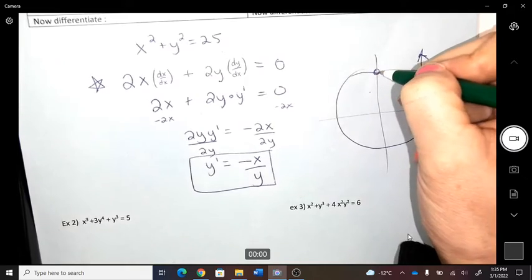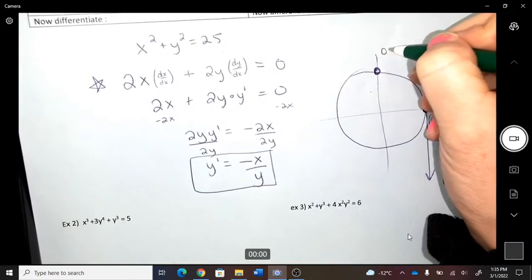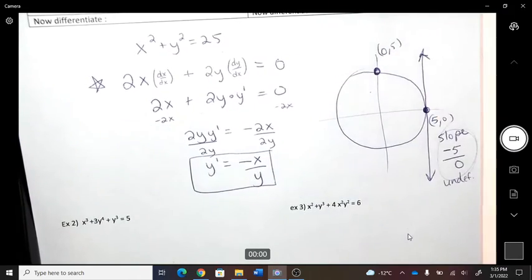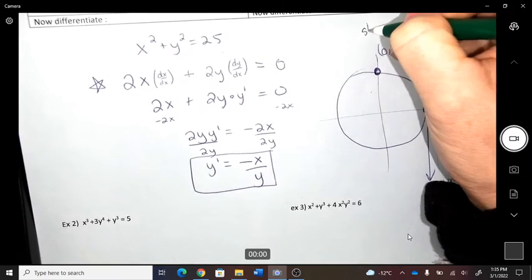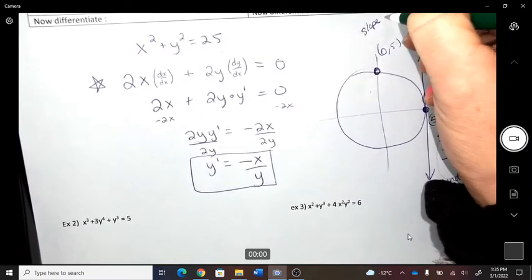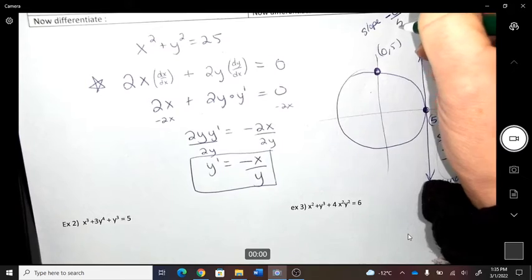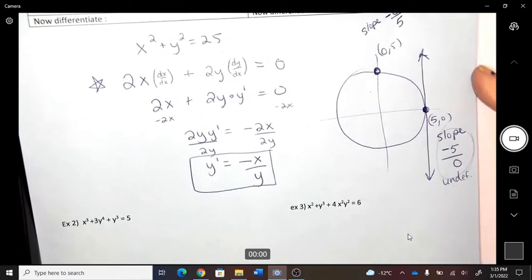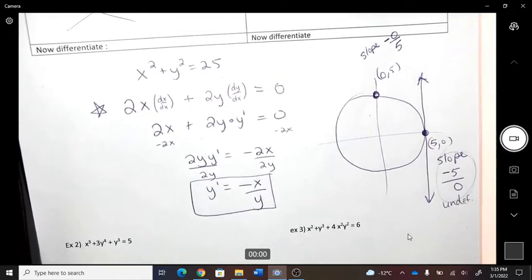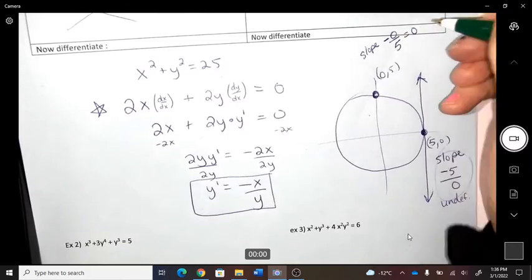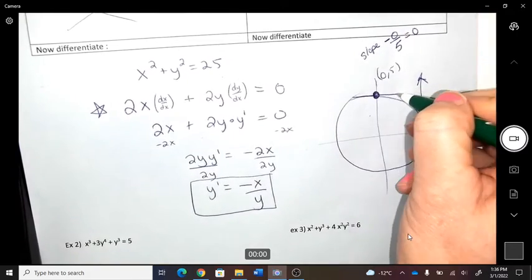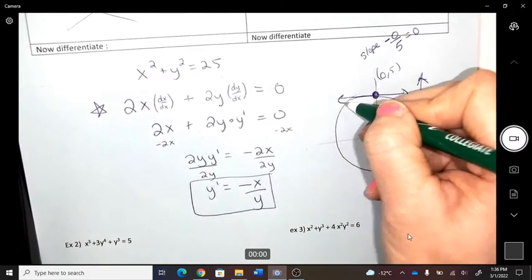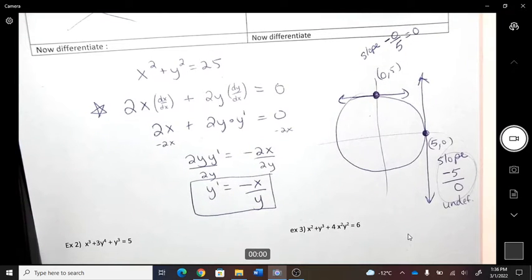Okay, what about on your graph right here? You would have a coordinate 0, 5. So the slope is negative x divided by y, which is 0. What is the slope of this tangent line? 0.